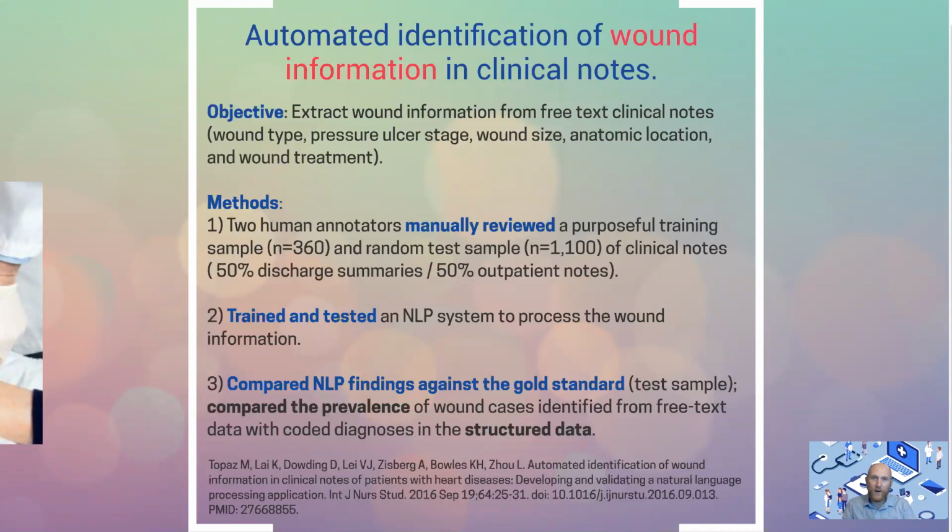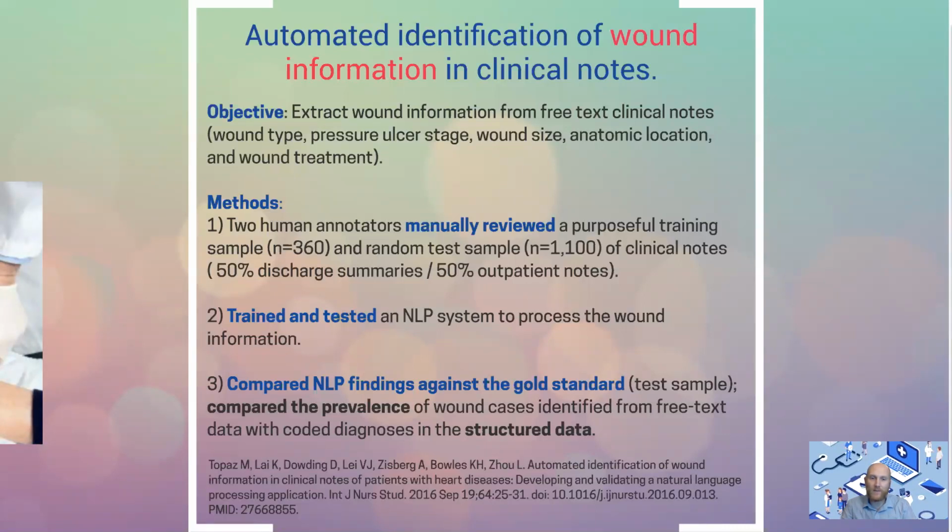So in terms of methods, we again had a testing sample of about 360 notes, and these notes included discharge summaries and outpatient notes, and we had some sample of those notes dedicated to developing the natural language processing system. In step number 2, we trained and tested the natural language processing system to process wound information, and we then compared the findings of this system against the gold standard.